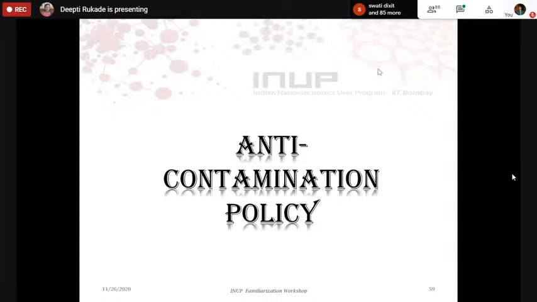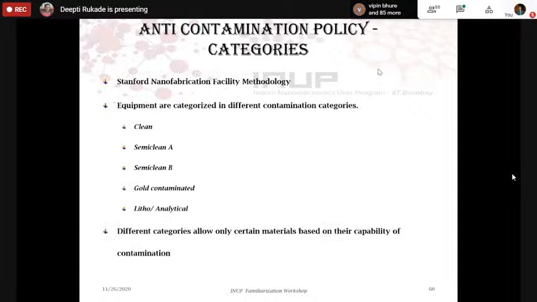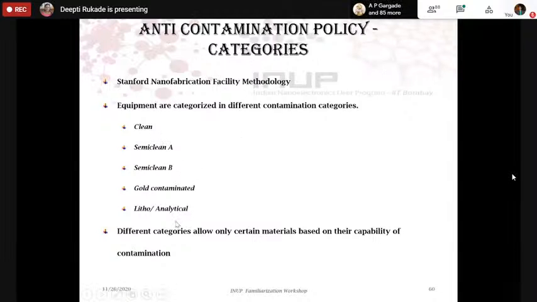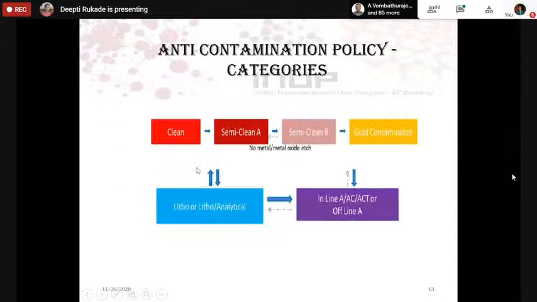Next, we move to the anti-contamination policy. We follow the Stanford Nanofabrication Facility methodology, and we have categorized our tools into clean, semi-clean, gold contaminated, and lithoanalytical. Just to give a glimpse, the highest category is clean, where we have all our RCA clean wafers. Then we have semi-clean A, semi-clean B, gold contaminated, and lithoanalytical, which covers all the lithography tools or characterization tools.